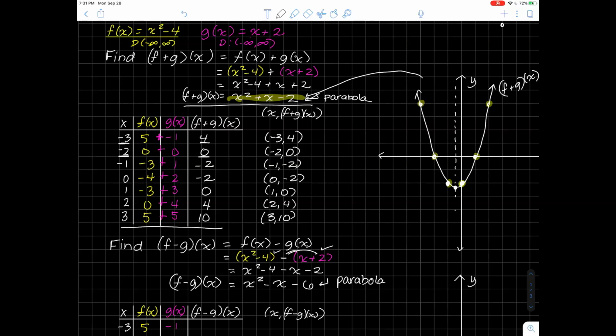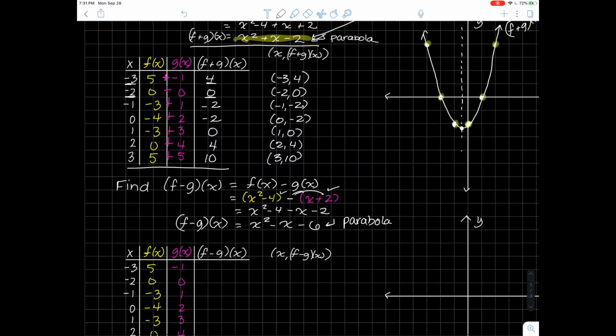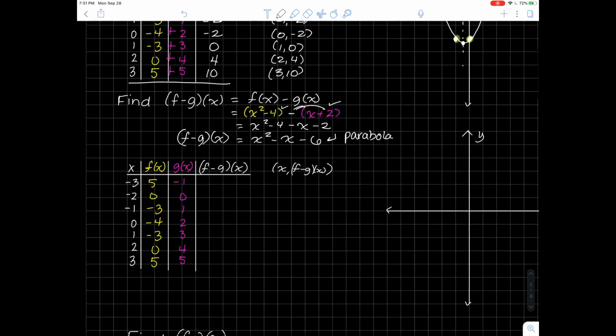Now what we're going to do is take the same set of points, but instead of adding our f of x and our g of x, we're going to be subtracting these values. So I'm going to come back down here with a minus sign, and we're going to subtract our f of x minus our g of x. So 5 minus -1, that's a double negative, so that would be plus 1. So the resulting point there would be -3, 6.